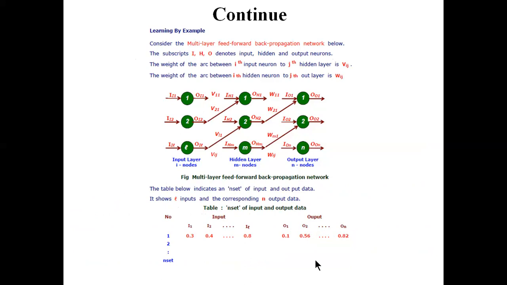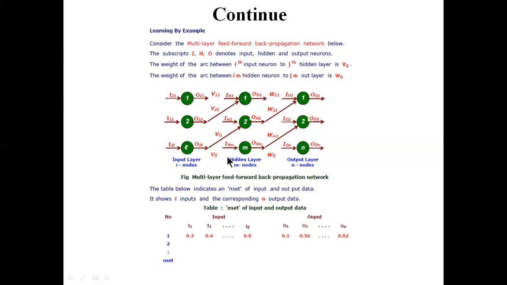Okay, so coming to this one, it basically gives you a multi-layer feed forward back propagation neural network. You can see that here, the input layer has 1, 2, up to L number of nodes, and this is the output layer. There are n number of output nodes, 1, 2, up to n, so O1, O2 are all the output nodes, and I1, I2, up to IL are all the input layer.